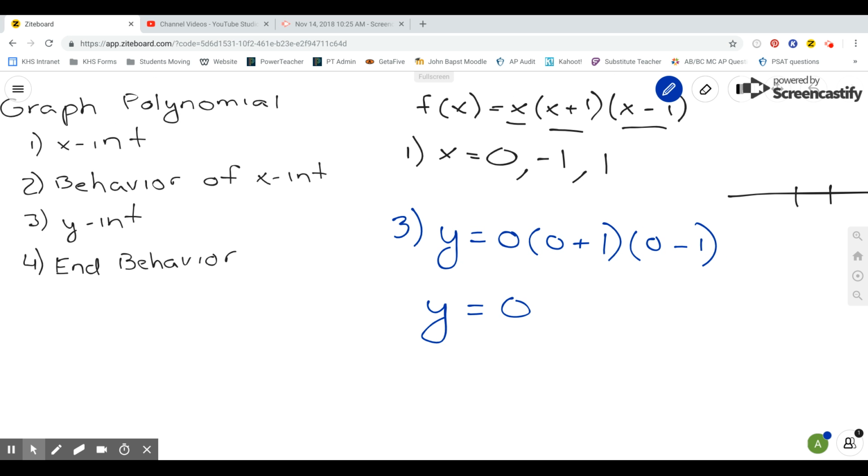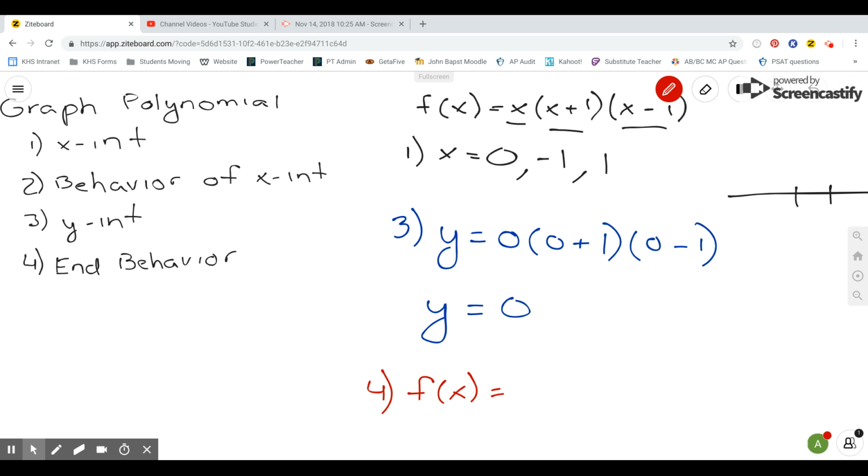Step 4 is end behavior. So let me do that in a different color. Let's use red for this. So step 4 is end behavior. Now we need to figure out what our leading term is going to be. So if you were to FOIL this all out, please don't FOIL this all out. You don't need to. All you need to do is look for the largest degree.